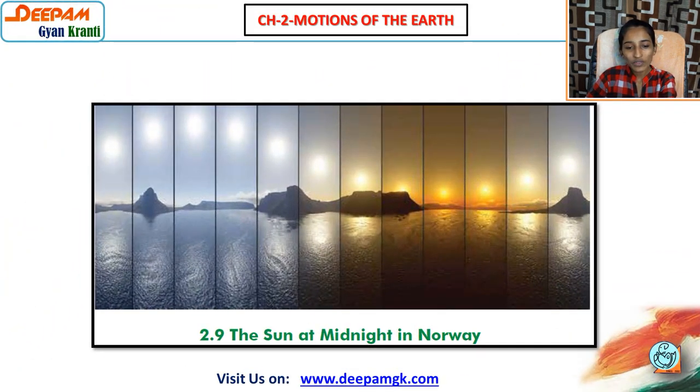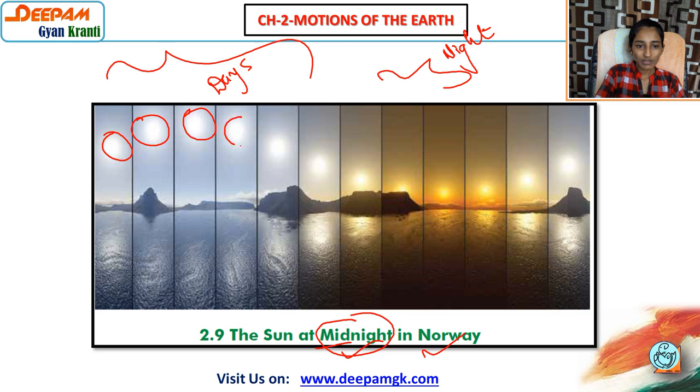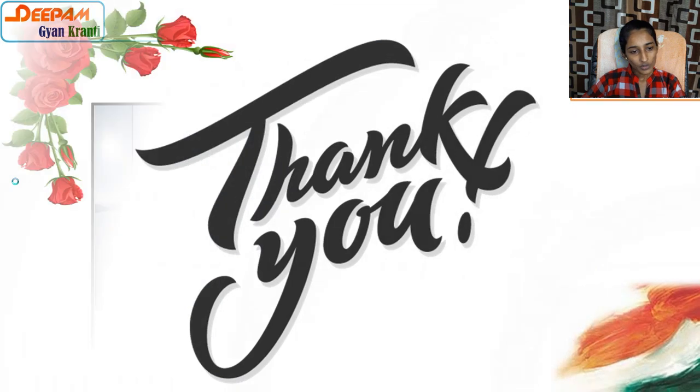Now here in this slide you have the photograph of the sun at midnight in Norway. This photo was taken at different times of Norway, okay, showing the sun at midnight. At midnight also you are able to see the sun. See, these are photographs from the days, and here you can see the photograph during the night. So you can see here, I am putting a red circle for you, so that it is easy for you to understand. You can see the sun during midnight also. Okay, so Norway is considered the country in which we can see the sun during the night also.